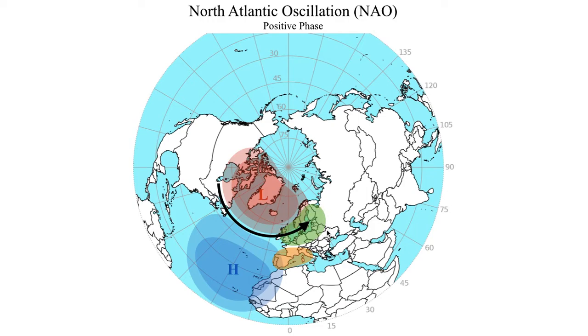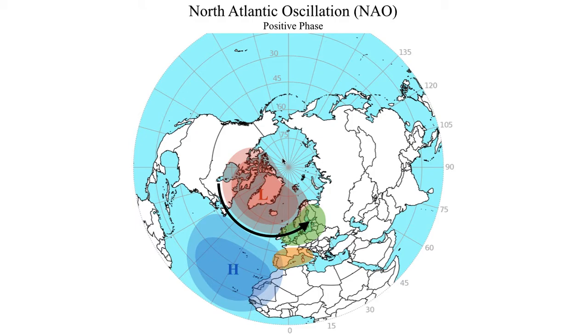So that means you typically get anomalously wet conditions in the northern half of Europe, whereas parts of southern Europe, like Italy, to some extent the Balkan Peninsula and the Iberian Peninsula, it typically is drier than normal during the positive phase of the North Atlantic Oscillation.